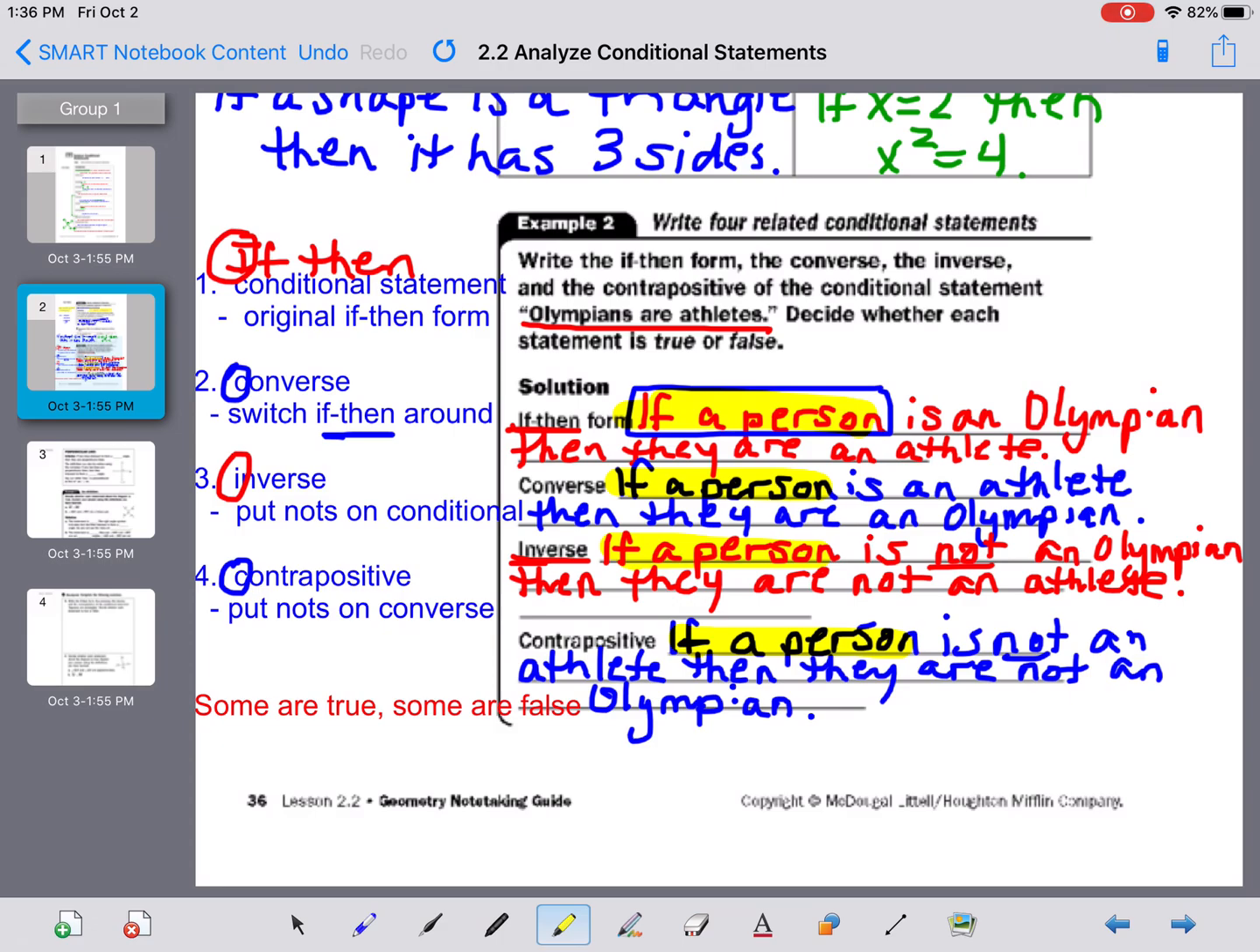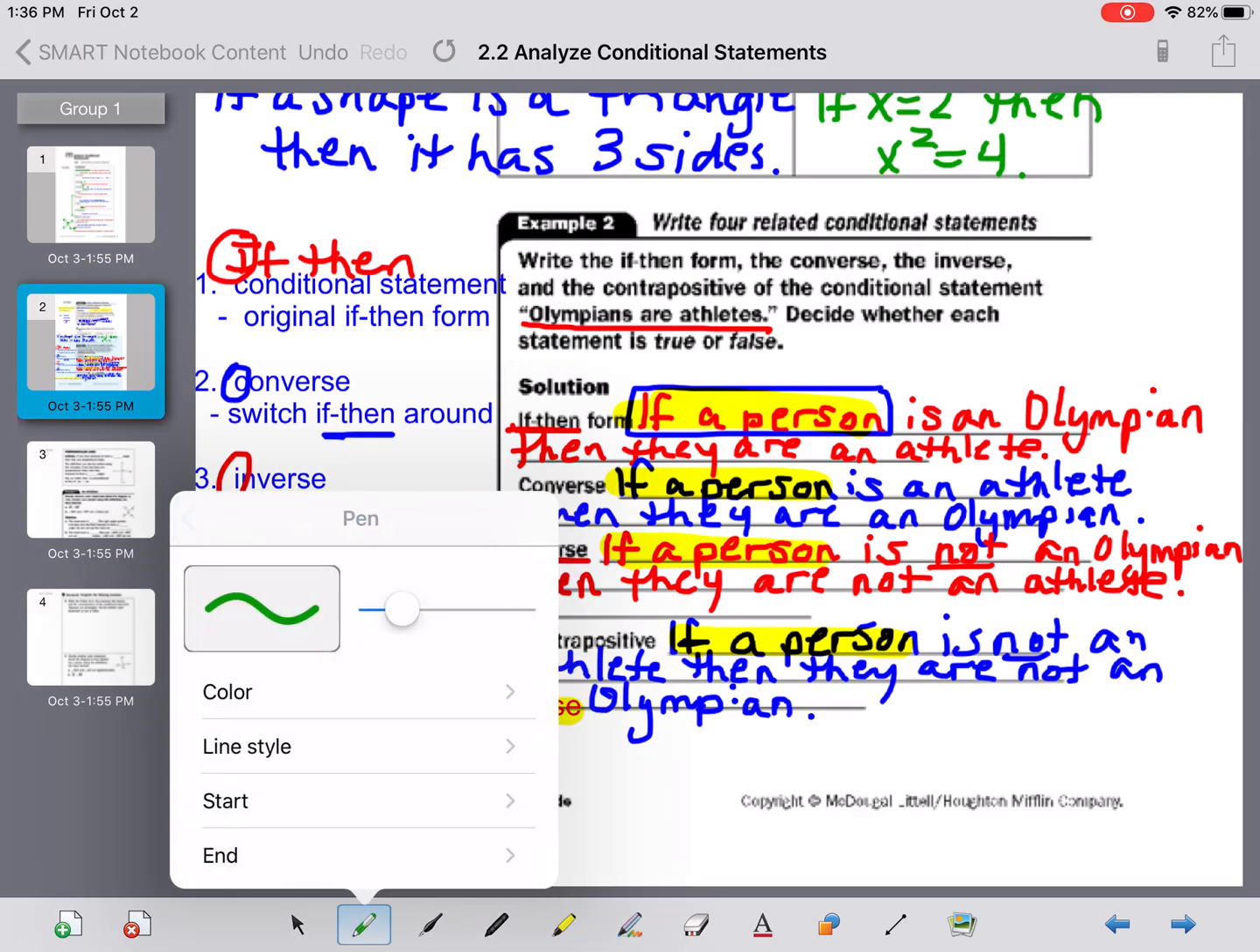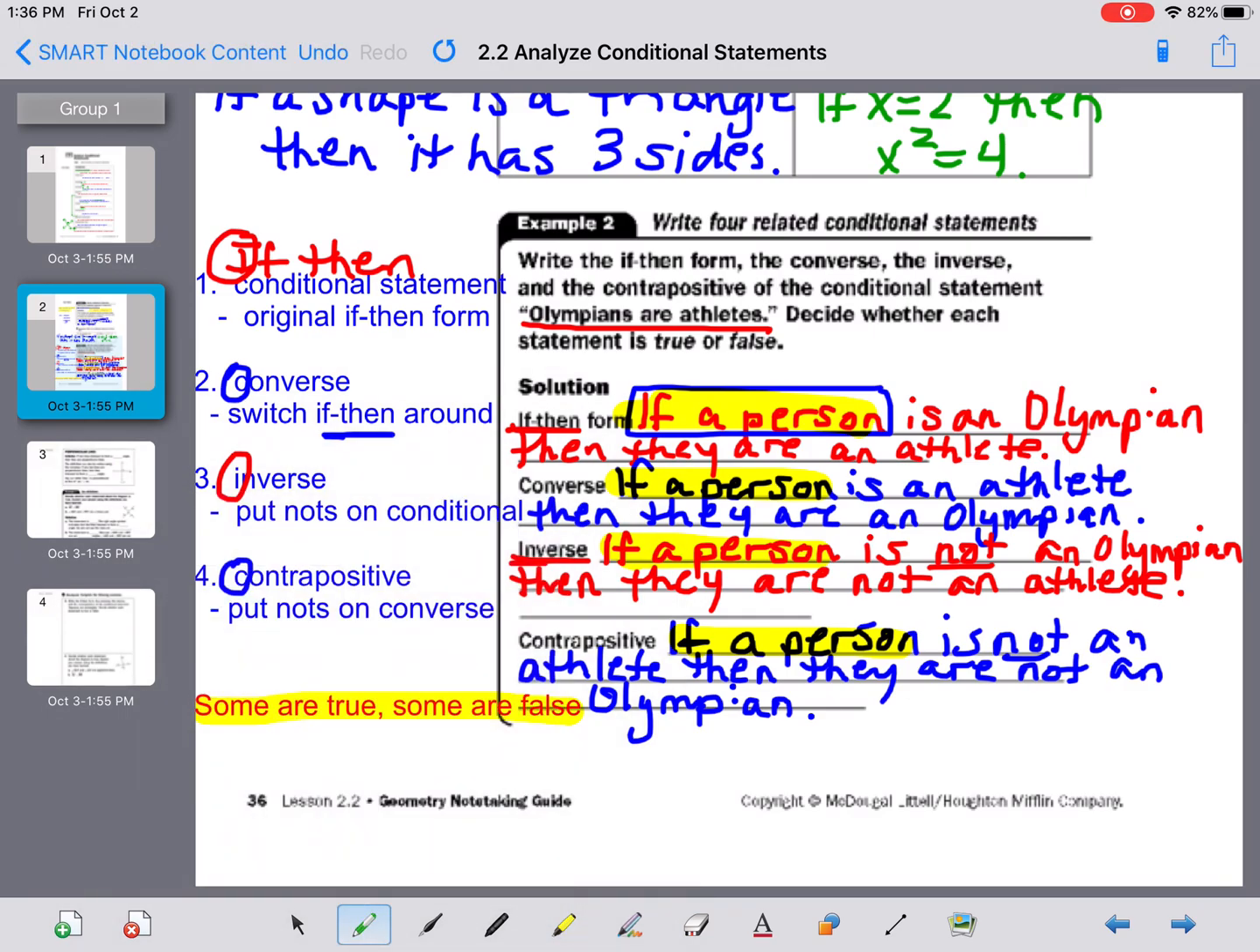Now, I wrote at the bottom here, some are true and some are false. So let's go back through our statements and figure out, is this a true statement or a false statement? So the first one, if a person is an Olympian, then they are an athlete. True or false? I would say true. To make the Olympics, you're an athlete, you need to practice hard, you need to train, right? For the converse, if a person is an athlete, then they are an Olympian. True or false? I would say that one has to be false. We have a lot of athletes in our building, but they are not all Olympians.